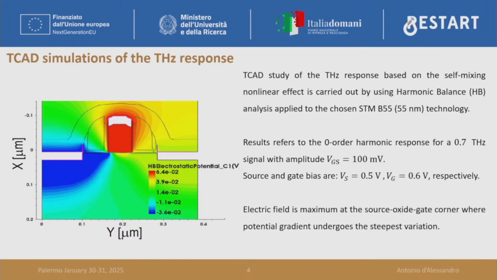Here you can see the distribution of the potential between gate and source for 100 millivolts between gate and source. I would like to draw your attention immediately to the fact that the bias of the gate and the source is important. And we have a maximum field at the source-oxide-gate corner, where the potential gradient goes to the steepest variation.